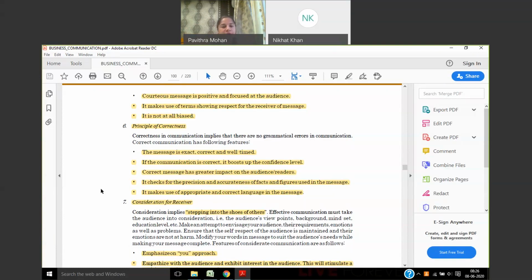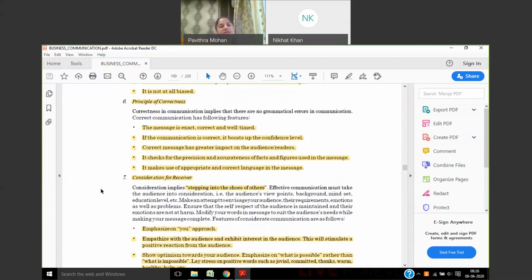Okay, then you have the sixth principle, that is principle of correctness. The information or the message what I'm trying to convey is exact, correct, and well timed. It is given at the timing when it is required. Then if the communication is correct, it boosts up the confidence level. Correct message has greater impact on the audience and receiver. So the information what I give, if it is complete and 100%, it will have a very positive impact on the audience and the readers.